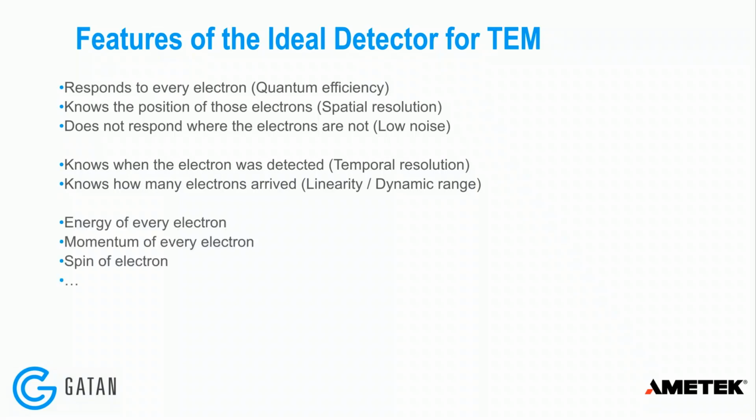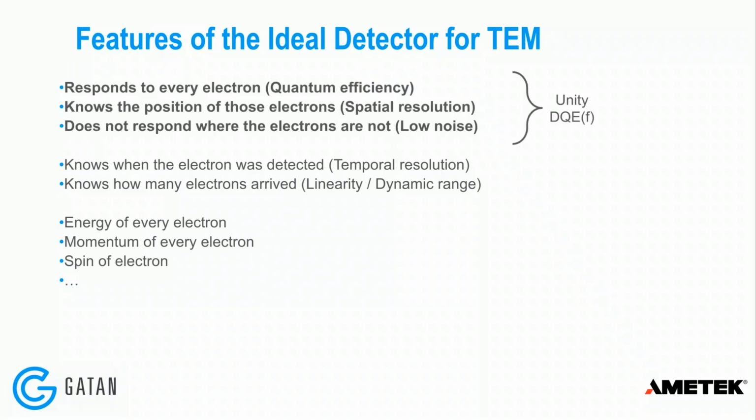Also, we might want to do things that are more exotic, such as the energy of the electron, the momentum of every electron, the spin of electrons, and so on. In general, we're mostly interested in these top three: quantum efficiency, spatial resolution, and low noise. These are all wrapped up in this property that we call DQE, or detective quantum efficiency, which is a function of spatial frequency. That's just a measure of the detector performance. We'll cover that in a little more depth in a few slides.